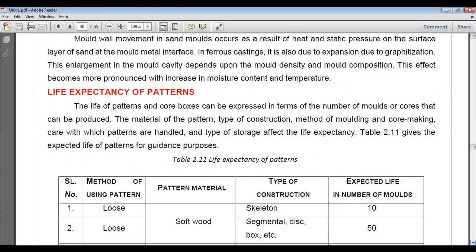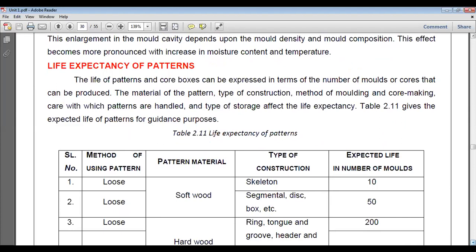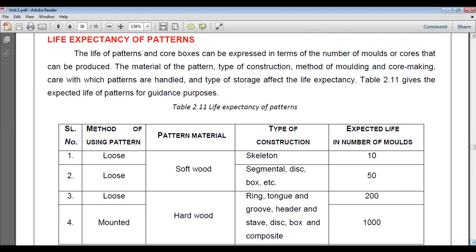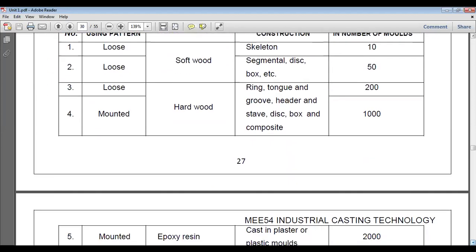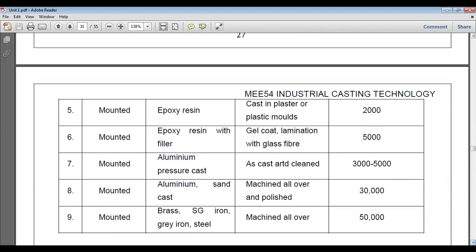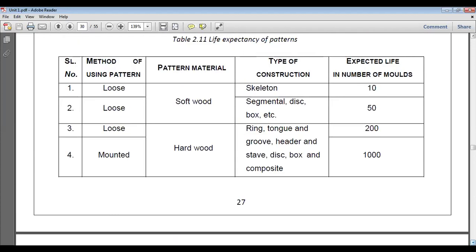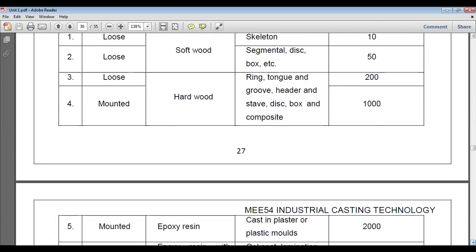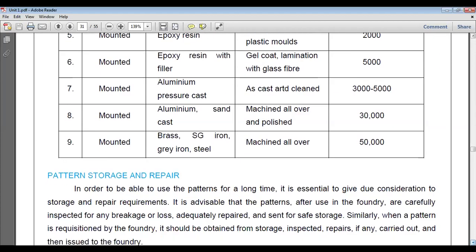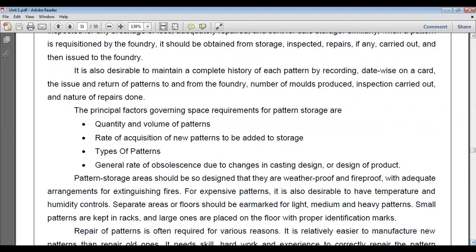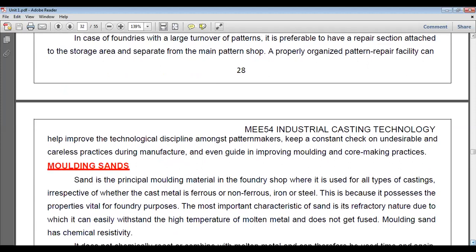Now the life expectancy of the patterns. A basic number is given. Loose piece pattern, softwood, hardwood: 10 to 50 molds. Epoxy resin: about 1000. These are the patterns and their life expectancy, how many times they can be used. So this is a rough idea. This is not part of the syllabus, only given for the sake of knowledge.